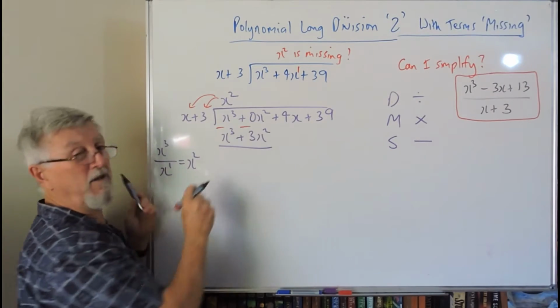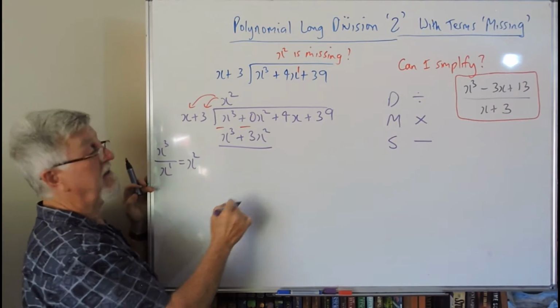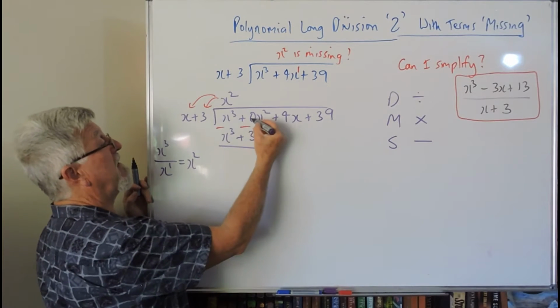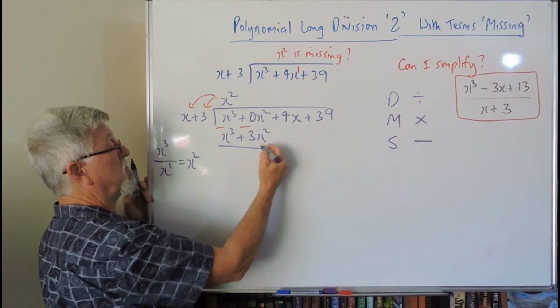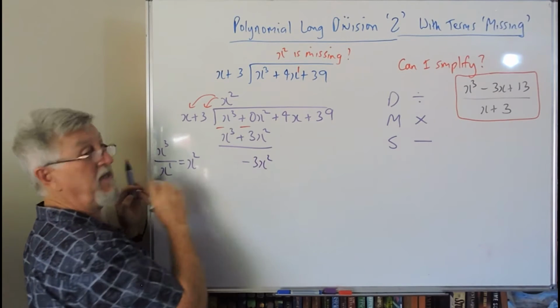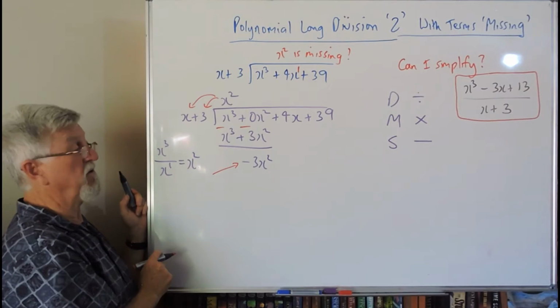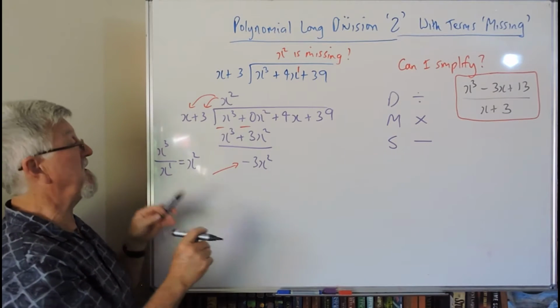I still like to put a different coloured pen, go to a red pen. And I go x cubed take x cubed is gone, so I don't have to write 0. 0x squared minus 3x squared is minus 3x squared. Please be careful that you get that negative that's just there. So many people leave it off and make mistakes and then get into a mess.